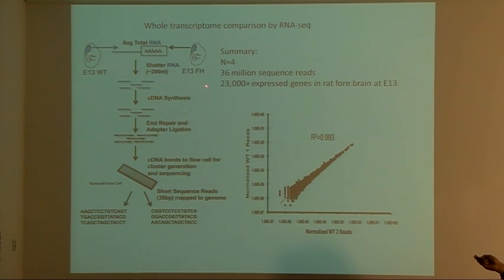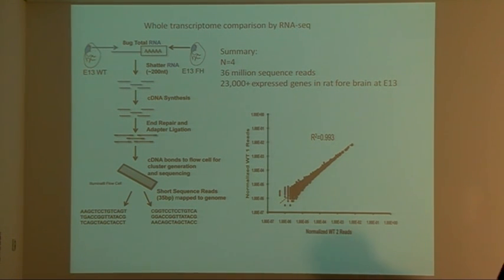So when we did this screen, we had sequence tags for 23,000 expressed genes in the fetal rat forebrain. And that represents 36 million data points. So you get really a full representation of pretty much every gene that's expressed. And if you do bootstrap a comparison between wild type and wild type, two different ends, the correlation between expression levels measured between two separate animals is remarkably good.